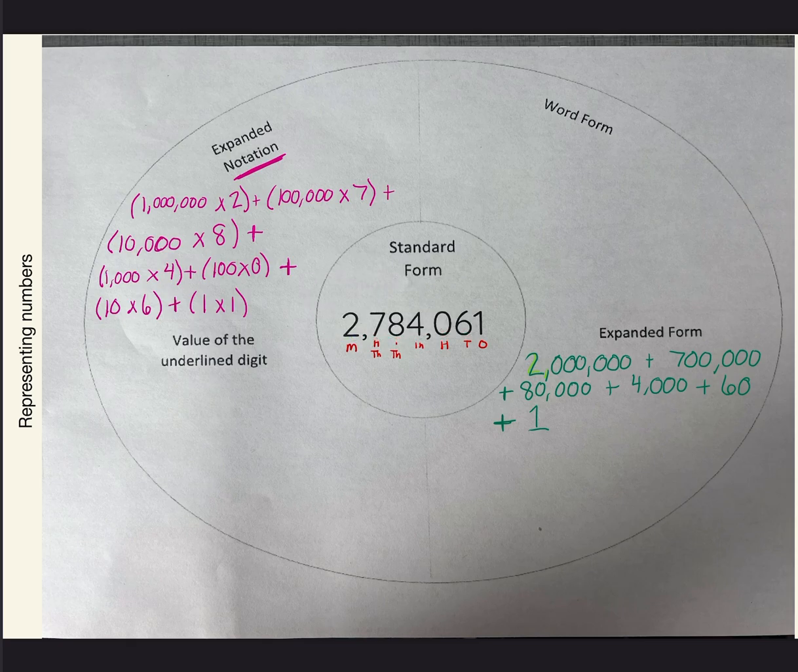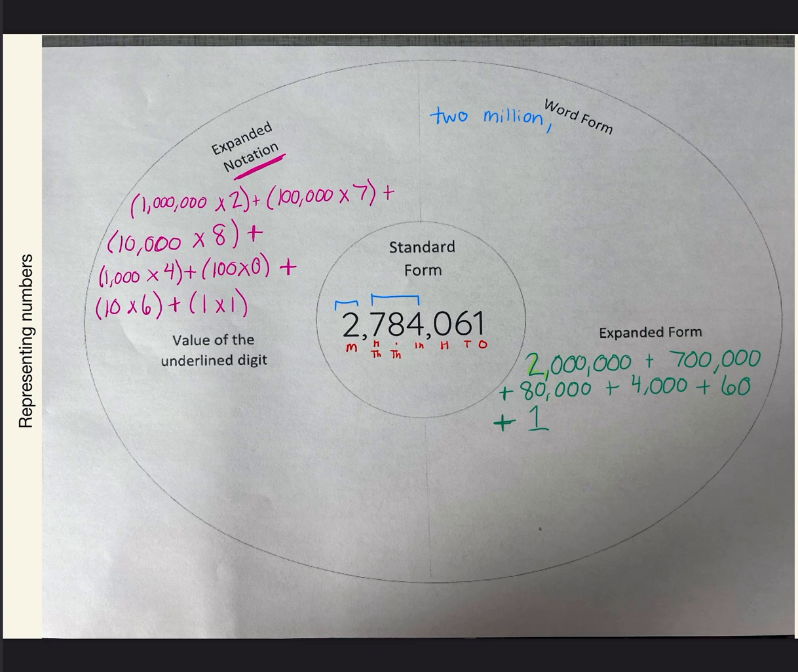Now, moving on. Let's go to our word form. Now, what word form is, all you're doing is writing this, which is in standard form, in words. That's all it is. So right here, my 2 was 2 million, and that's all I have in my millions cluster, in my millions bracket. So I can just label that as 2 million.